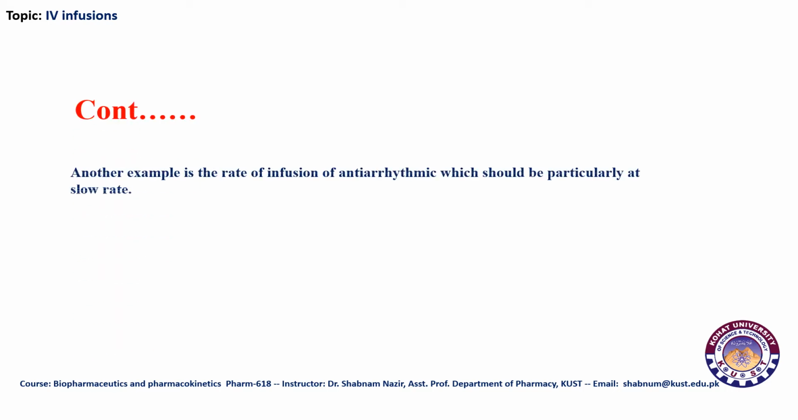Another example is the rate of infusion of antiarrhythmic drugs, which should be at a slower rate. It is important because if antiarrhythmic medications are administered at an unusually fast pace, a rebound adverse effect could be witnessed, and as their impact is mainly on the heart, you need to be more careful about the concentration of drug reaching the site of action. It should not reach too fast, or not in appropriate quantities to produce the desired action.